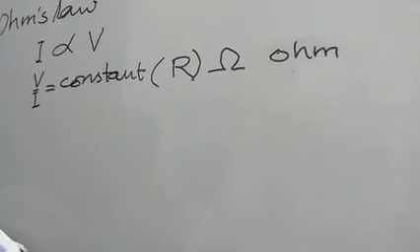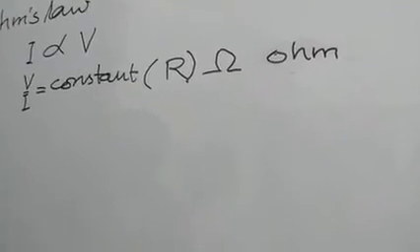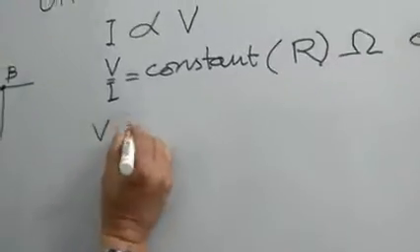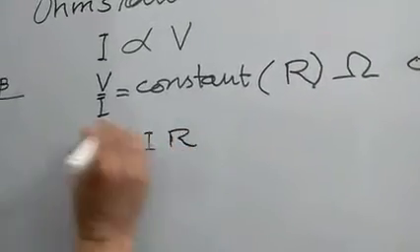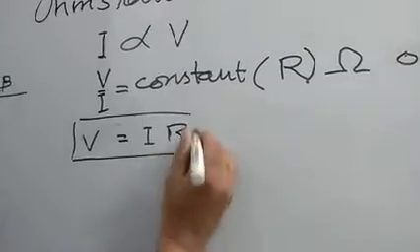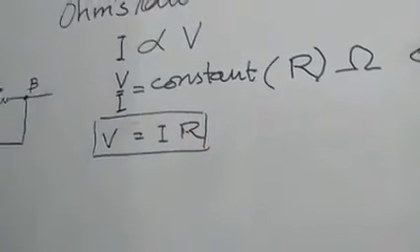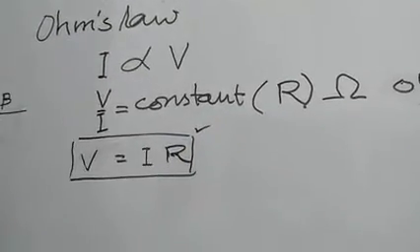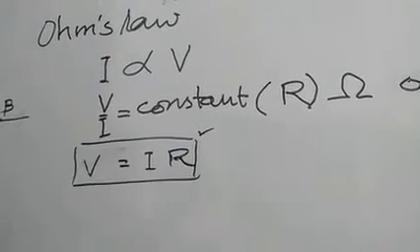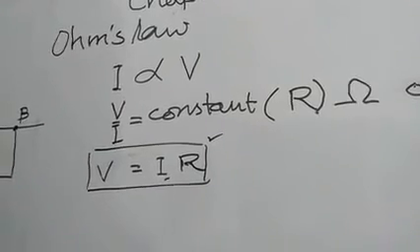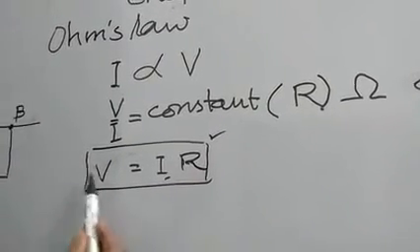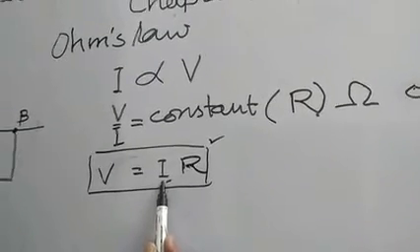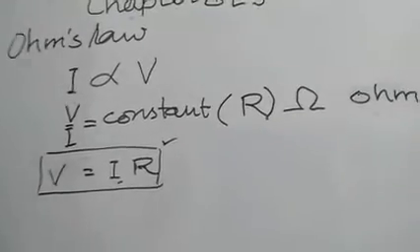Then we talk about, for today, from here we can conclude that V is equal to IR. This is a very, very famous relation coming out of Ohm's law. Very useful. Whenever we talk about electricity, this has to come somehow or the other. V is equal to IR. V is the potential difference. I is the current. R is the resistance. V is measured in volts, I is measured in ampere, R is measured in ohm.